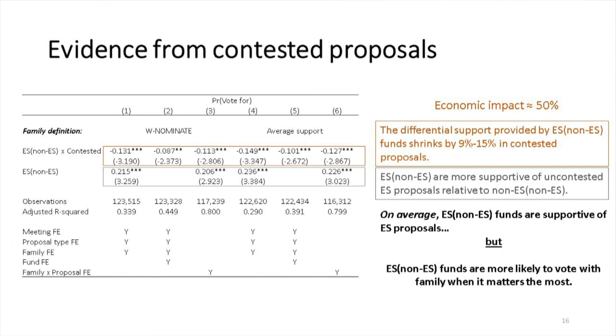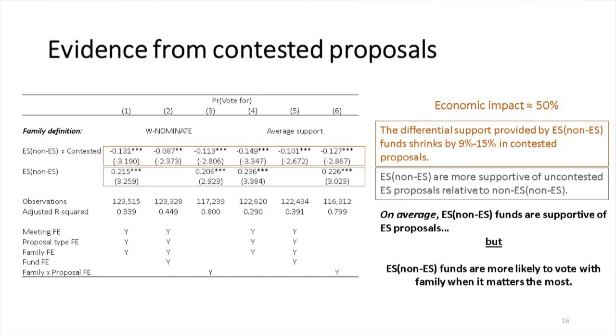Okay, so let's go to the regressions. The first result that I'm going to show you is that ES funds are actually more supportive of uncontested proposals. So if we set contested equal to 0, we end up with this coefficient, and this coefficient means that when the proposal is uncontested, the support by ES funds is about 20% higher than the support of non-ES funds.